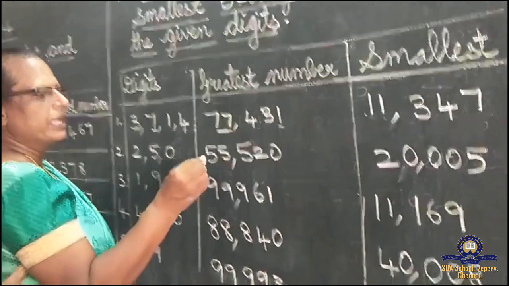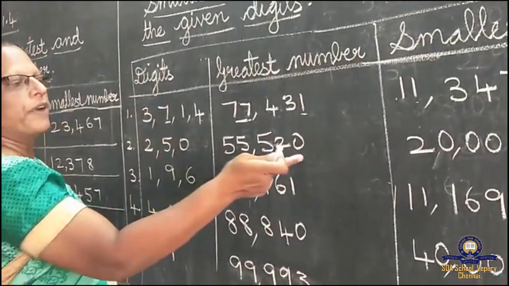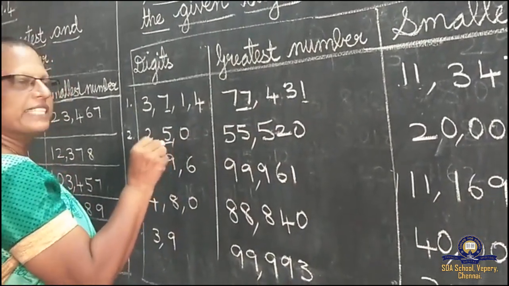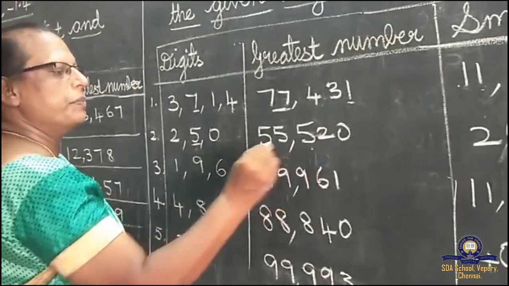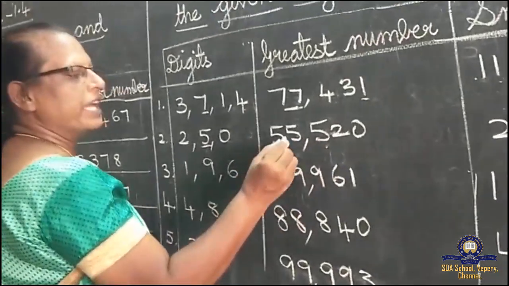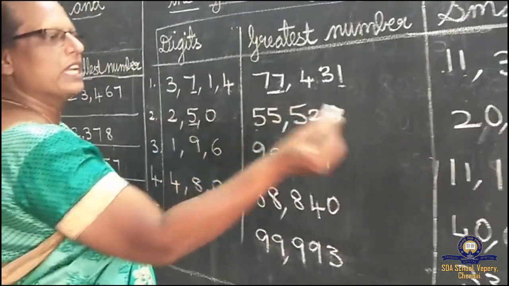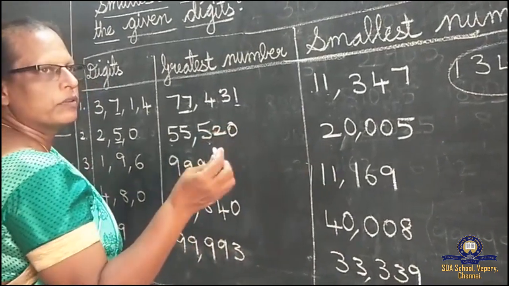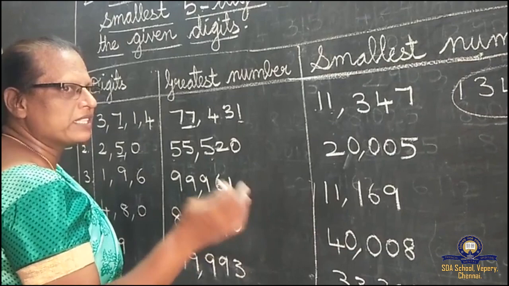See the second one, 250. Only 3 digits are there, but you have to form 5 digits. So what you have to do, children? You have to repeat the greatest number. Which is the greatest number? 5. So you repeat it 3 times: 5, 5, 5, then 2, 0. Understood, children? Coming to the smallest number, can you put 0 first? No, you should not put 0. 0 has no value.